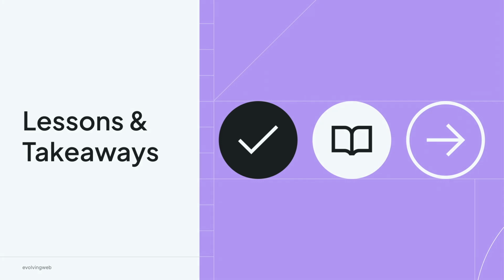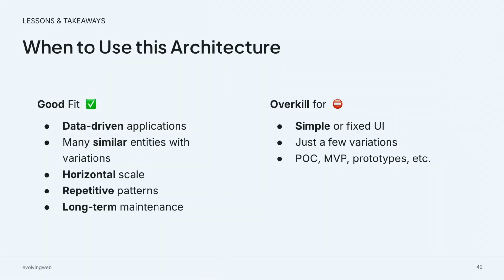So now some lessons and takeaways. When do we need this kind of architecture? It would be a good fit when it's a data-driven application, when we have many similar entities and variations. It's going to be a good fit too when we want horizontal scaling, when we want to add statistics, add statistics groups, whatever. We're just going to scale horizontally.